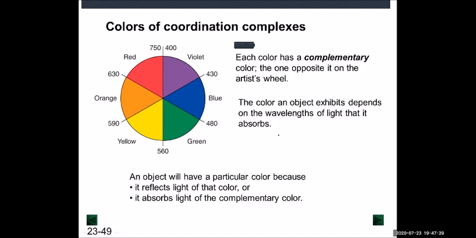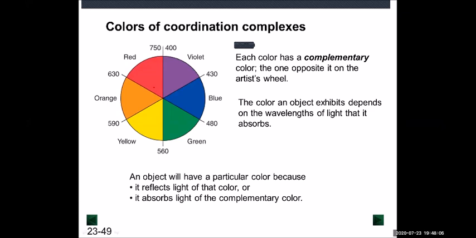The coordination complexes of the transition metals often have colors, and the colors can be explained by the electron transitions among the d orbitals for those metals. To explain the color in those transition metal complexes, first we need to quickly review the color wheel. The color wheel, across from the center, gives you the complementary colors.